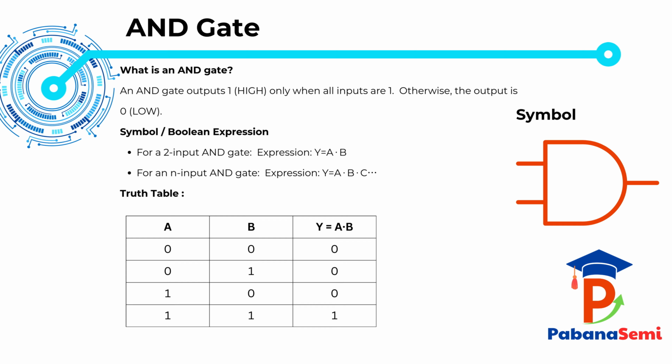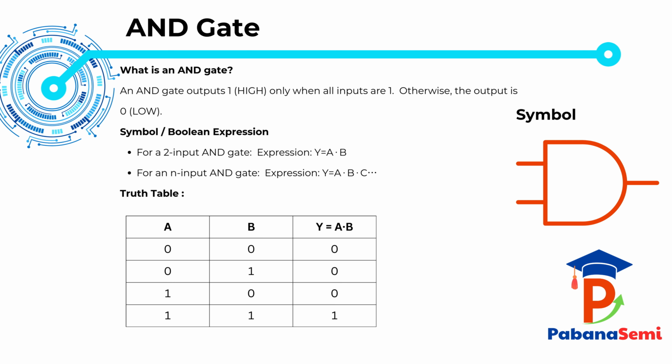For a two-input AND gate, the Boolean expression is written as Y equals A dot B, or Y equals AB. For more inputs, the expression extends the same way, Y equals ABC, meaning every input must be high for the output to be high.